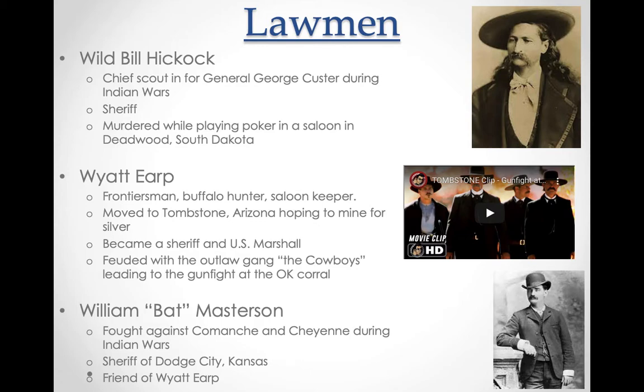Marshal. The third and final lawman who became widely known during this time period was Bat Masterson. Bat Masterson fought against the Comanche and Cheyenne during the Indian Wars and eventually became sheriff of Dodge City, Kansas. Masterson was a friend of Wyatt Earp and worked with him in Tombstone before moving on to Dodge City.